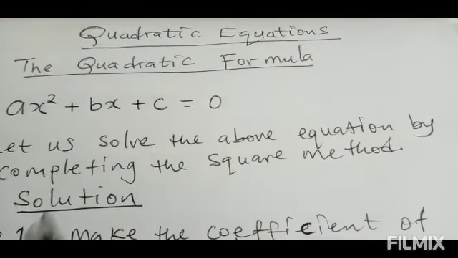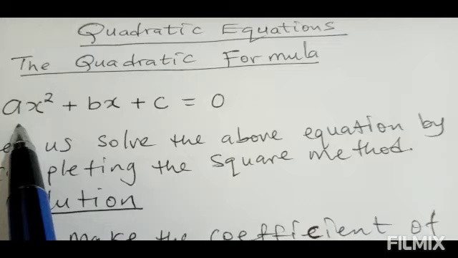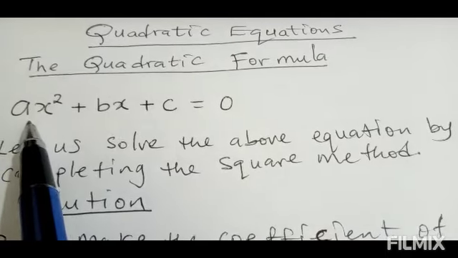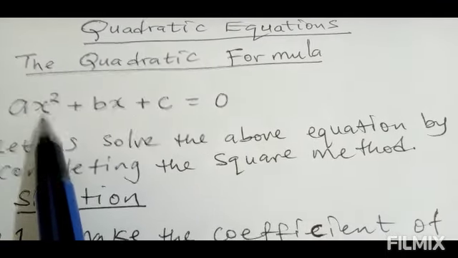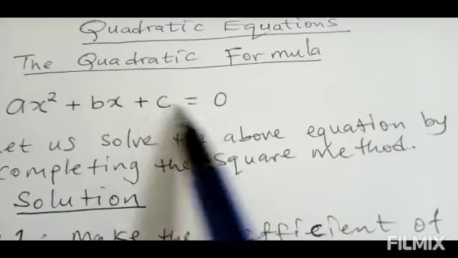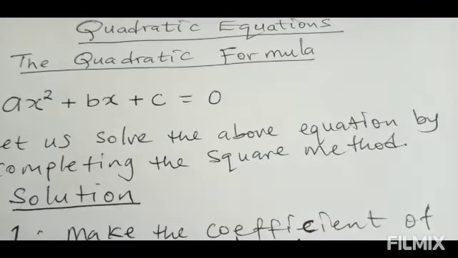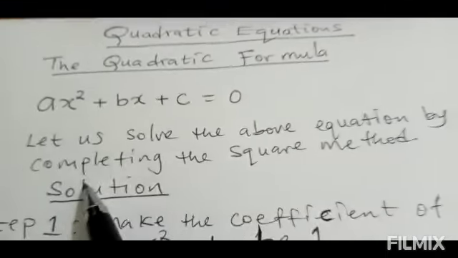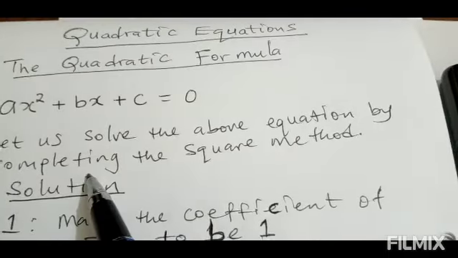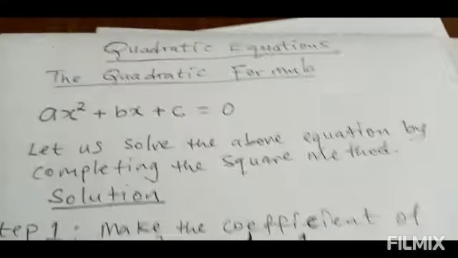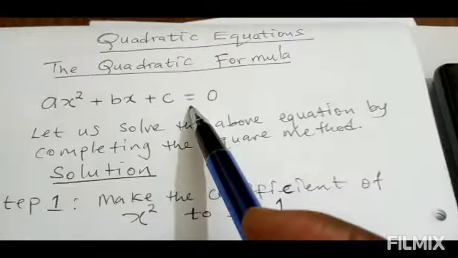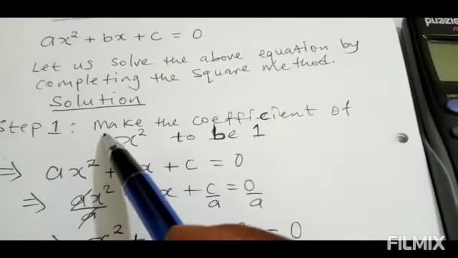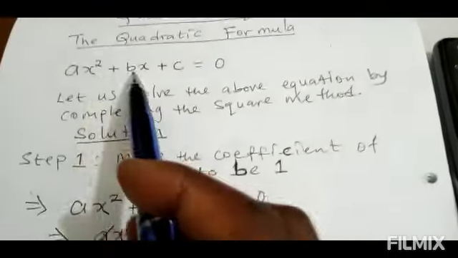Okay, so let us have the quadratic equation ax squared plus bx plus c is equal to 0. We are going to solve this equation by completing the square method. Okay, so this is our question. So let's follow the steps to solve the equation.